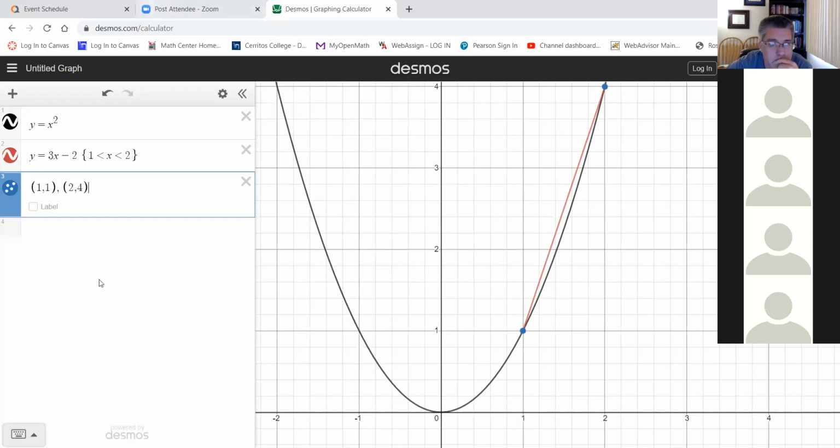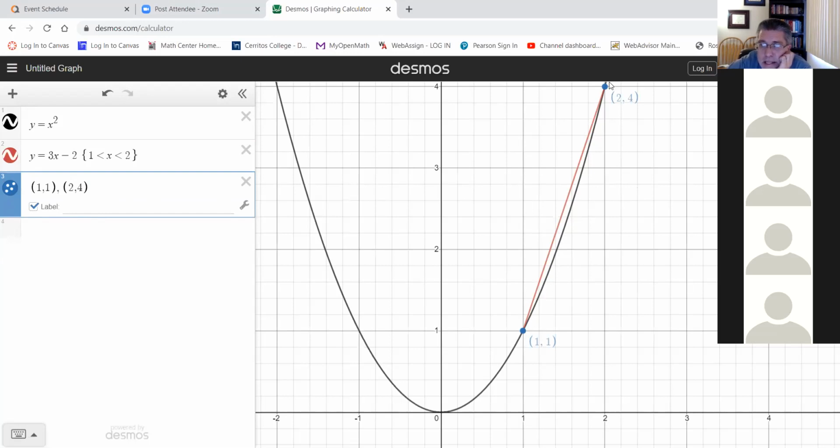Okay. Let's label those points. Okay, does that make sense? That I have the curve in black and I have the secant line, right? Okay, so now I'm going to do something a little sneaky here. I'm going to try to bring this point 2, 4 closer and closer and closer to 1, 1. And I want to see what happens.